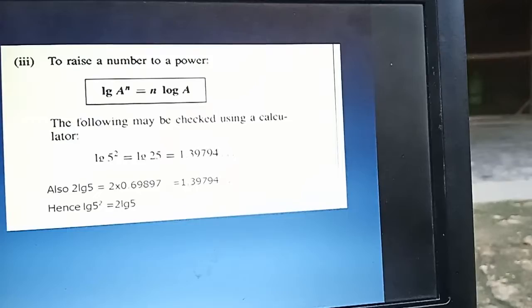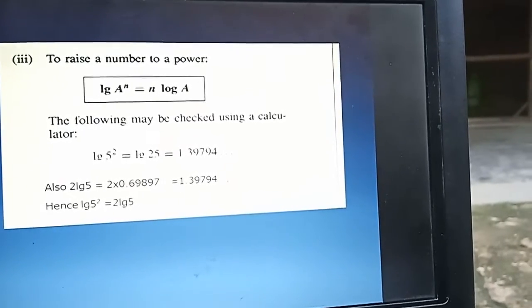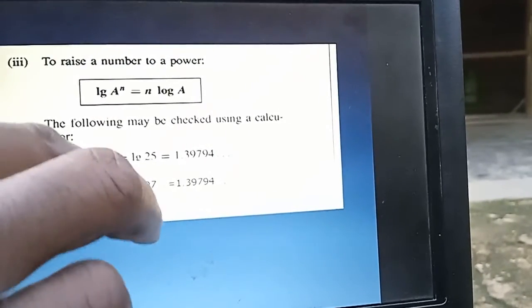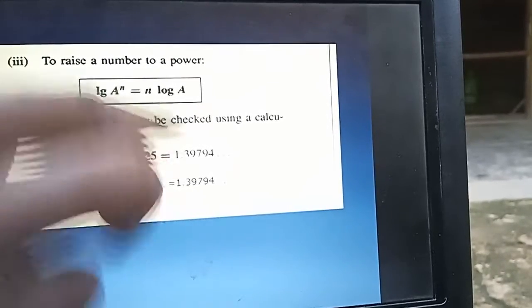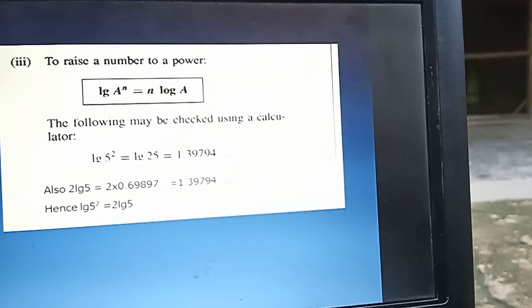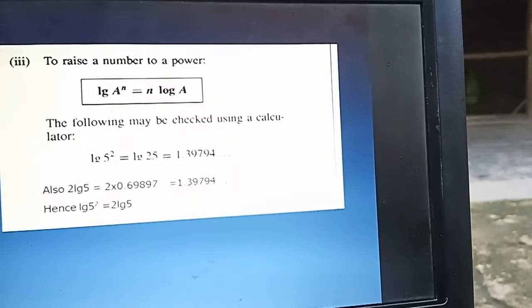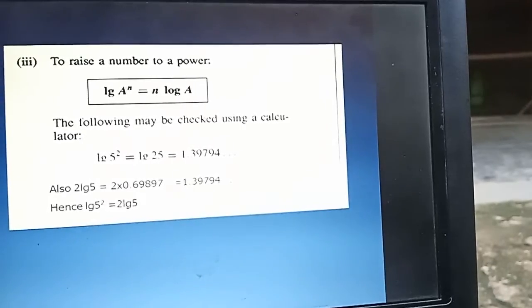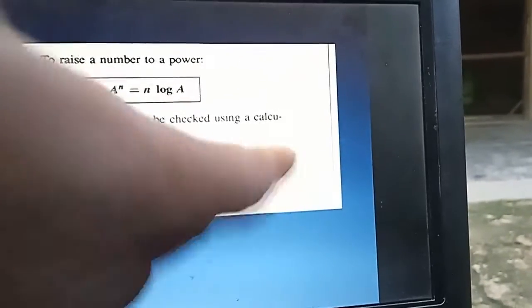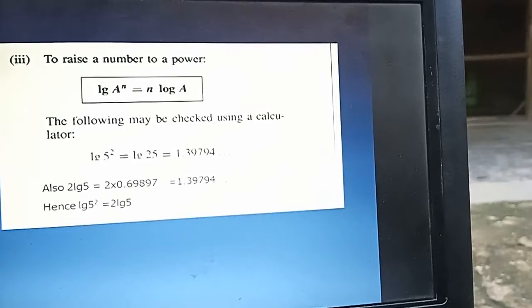The following may be checked using a calculator. Also, this one you can use a calculator to check. Log 5 squared, log 5 to the power of 2, which is the same thing as log 25. When you press the calculator, it will give you 1.39794.